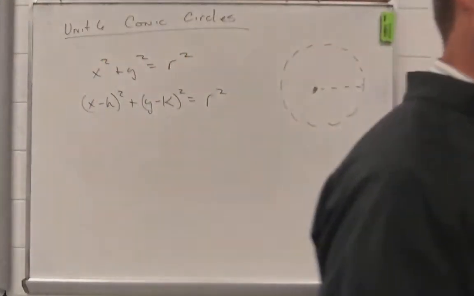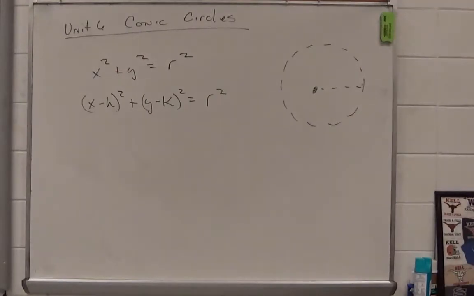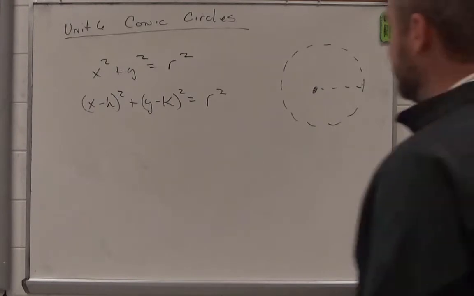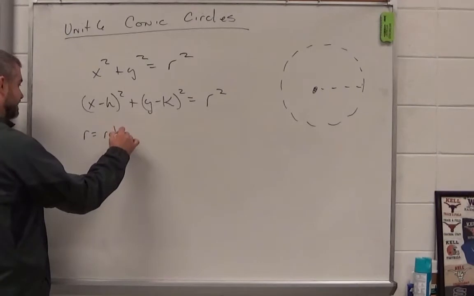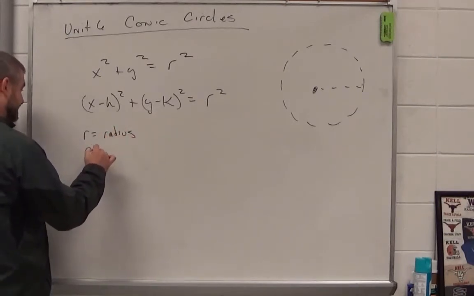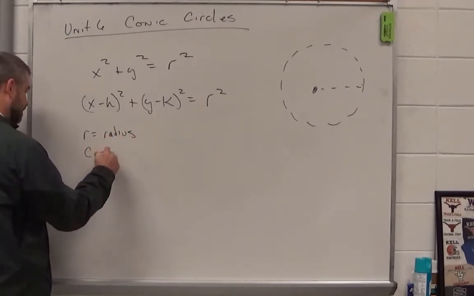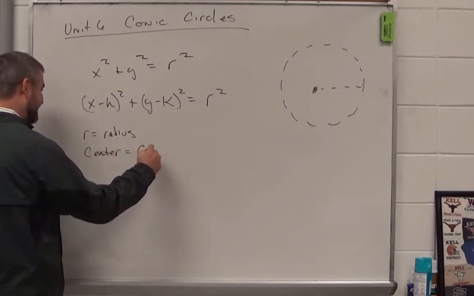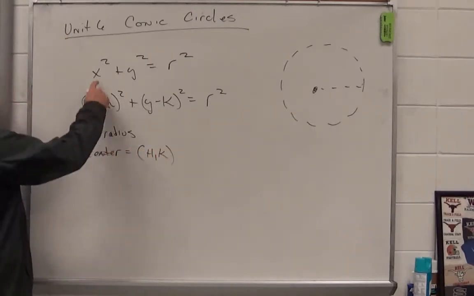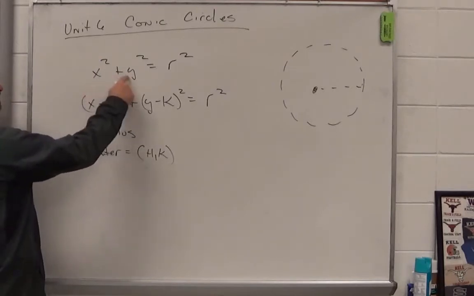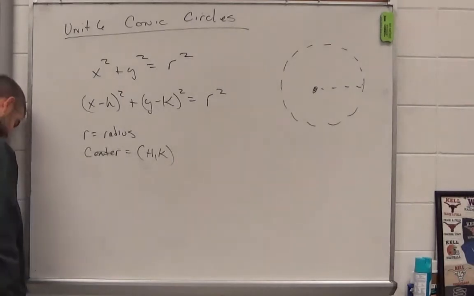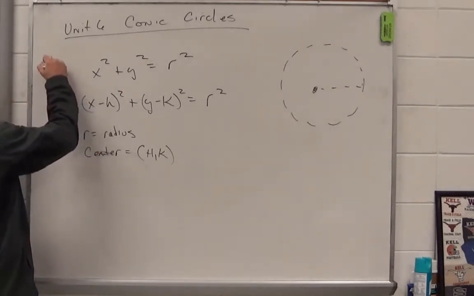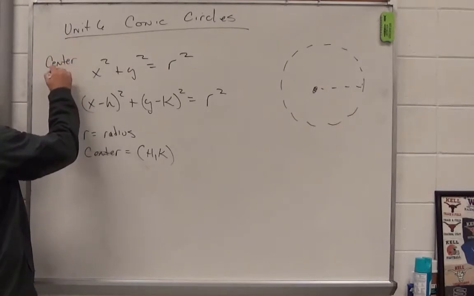So back to my discovery learning. What do you think h, k stands for? The center of the circle. Write that down. We said that r was the radius, and we're saying that the center of the circle is at (h, k). So if there's no h, k like there is in this equation, where do you think the center is? The center is at (0, 0).